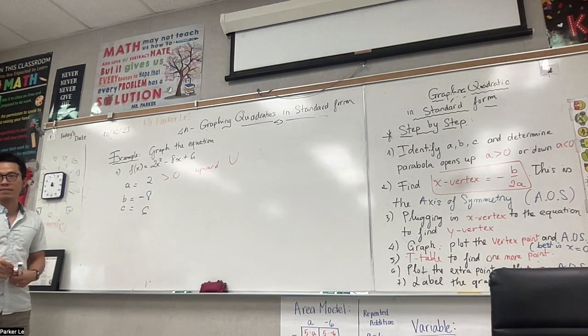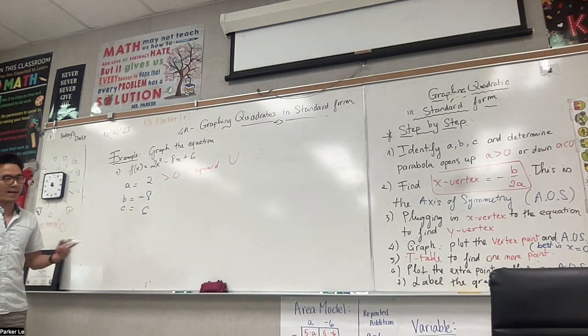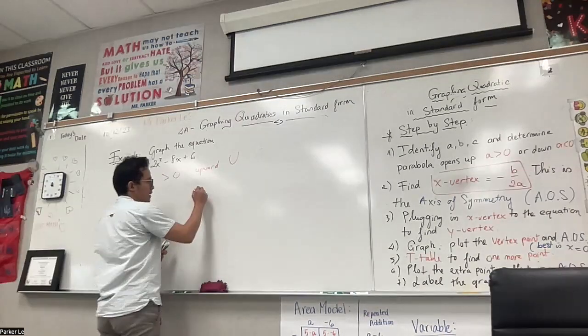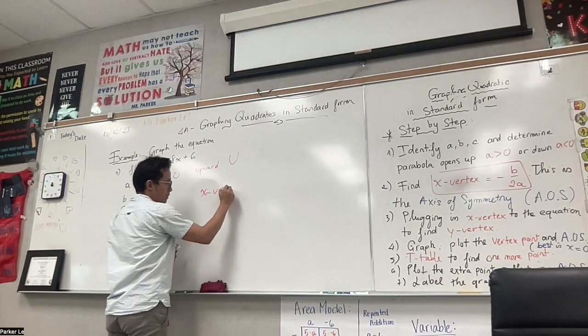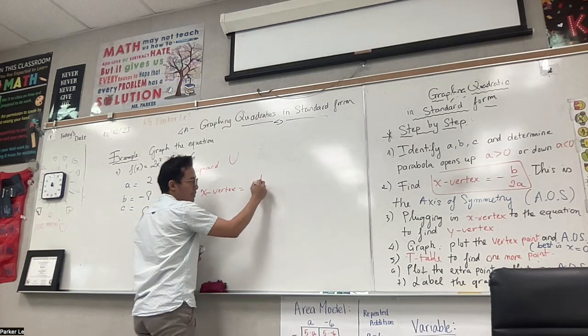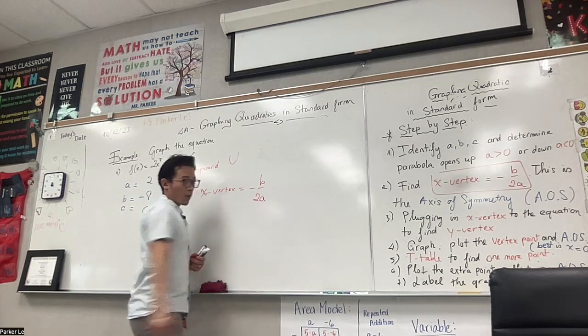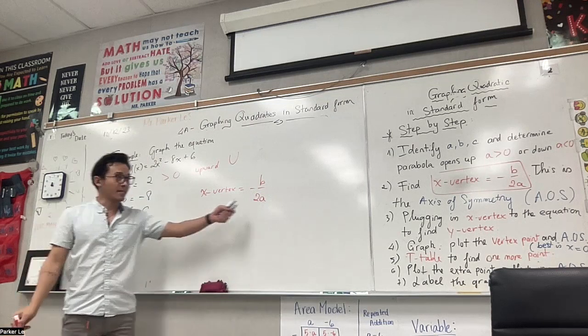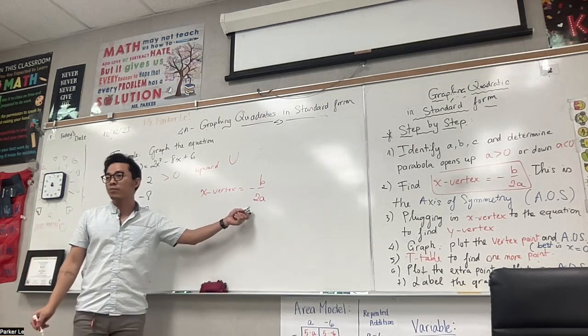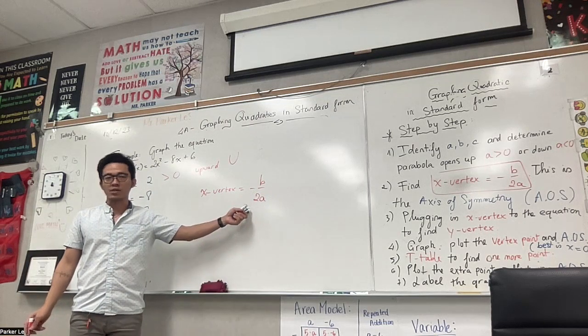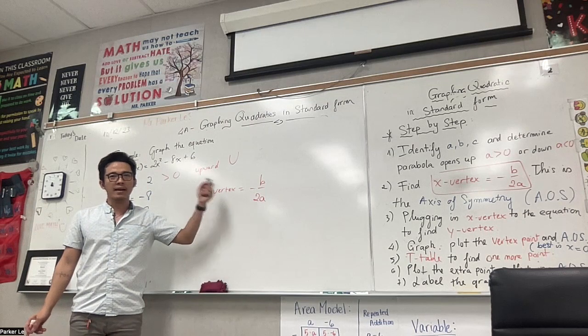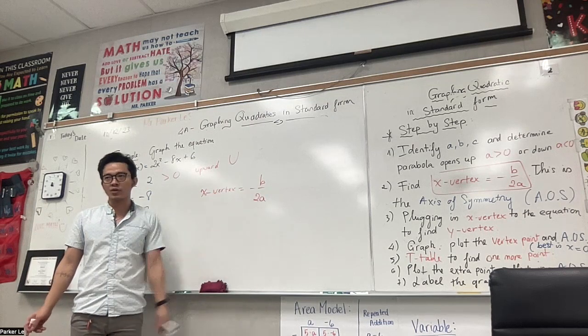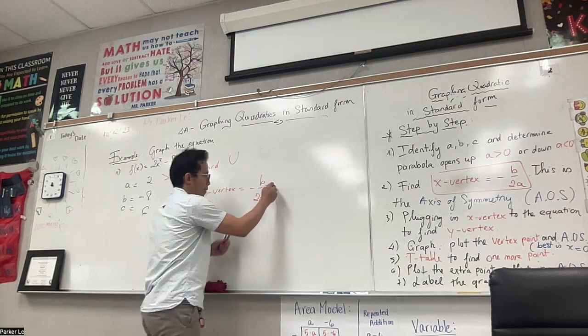That's basically the first step: just get the data out. Now, second step, you're going to find the x vertex. The x vertex is equal to negative b over 2a. This formula, you just need to memorize it. There's no other way. X vertex equals negative b over 2a. Okay? Now plug it in.